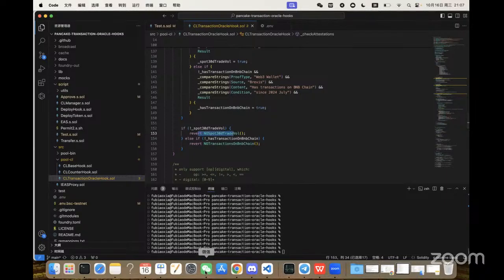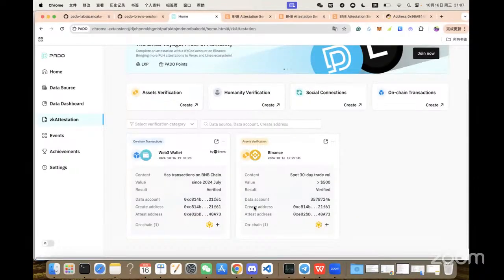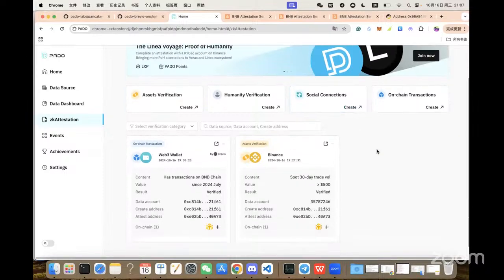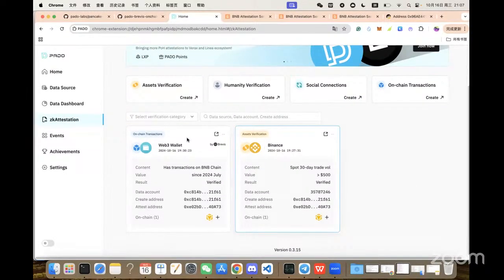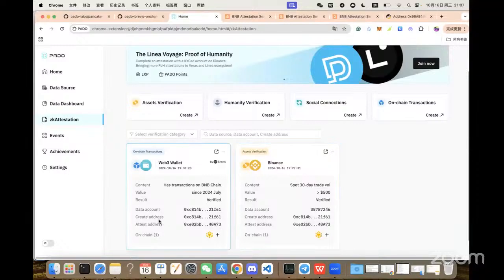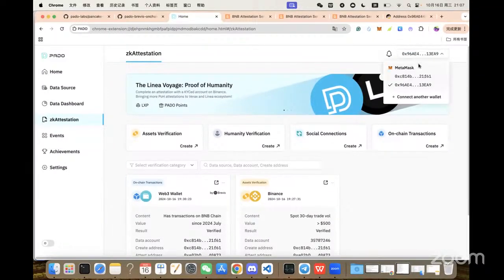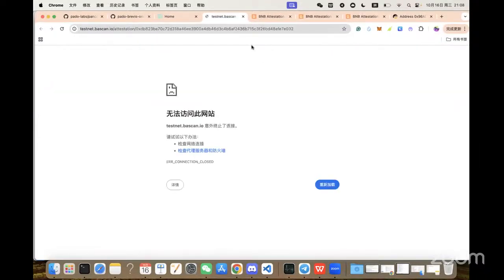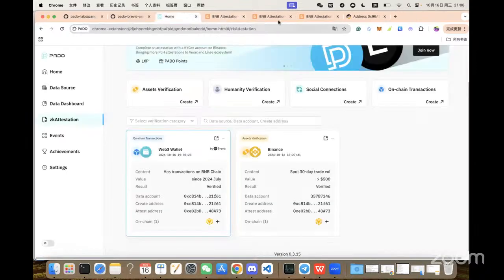So let me show you the attestation status here. Okay, so this is the Pado extension, and I've already logged in to some wallet here. The wallet starts with 96. Because this shares a whole session, there's no attestation for wallet 96, but these two attestations were created for the address C8.